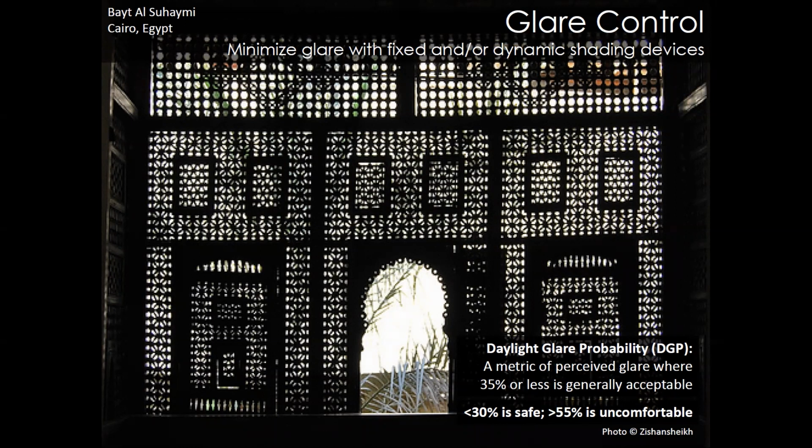So here are some of the common glare thresholds. For office spaces, it's about 35%. Transitional areas is 40%. Social gathering spaces, 40%. And non-critical glare spaces is about 45%.